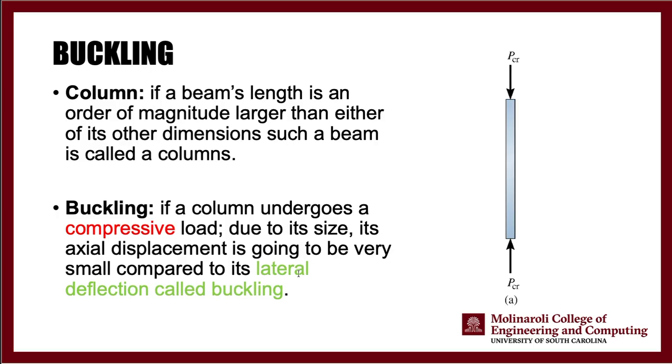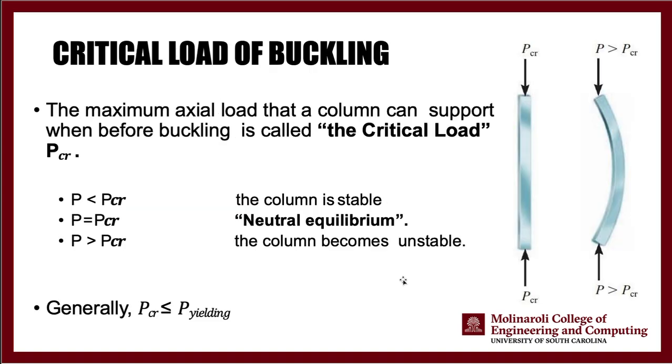So, in order to understand buckling or Euler's theory for buckling, which is the buckling of columns specifically, we have to define a column first. We define a column as a beam whose length is an order of magnitude larger than either of its other dimensions. This specific type of beam is called a column. And buckling itself happens when a column undergoes compressive loads and it experiences a lateral deflection, the deflection in this direction. That deflection is called buckling.